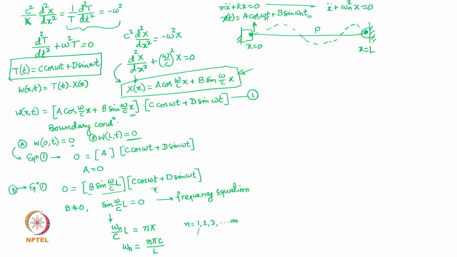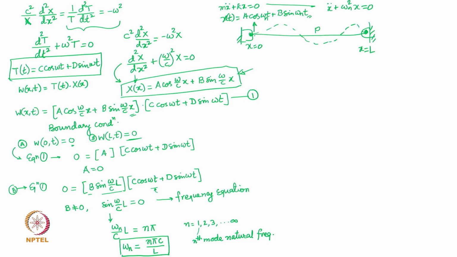c over capital L. So, that basically is the natural frequency of the stretched string. If you want the first mode natural frequency, substitute n equal to 1. If you want the 10th mode natural frequency, substitute n equal to 10.